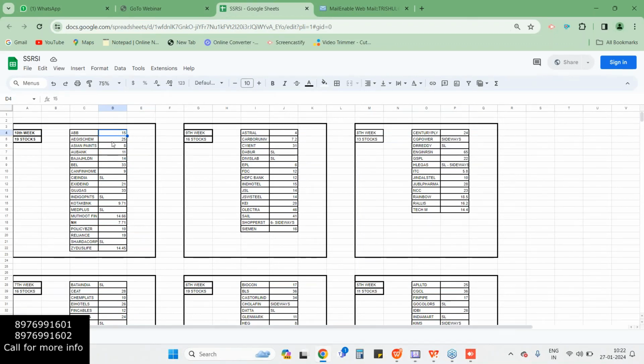ABB 15%, Aegis Chemical 25, Asian Paint 8%, AU Bank 11, Bajaj Holding 14, BL 33, 3 to 4 stop loss. Okay, we'll check the stop loss, because the targets are very good for us, but we'll check how you can get rid of the stop loss.